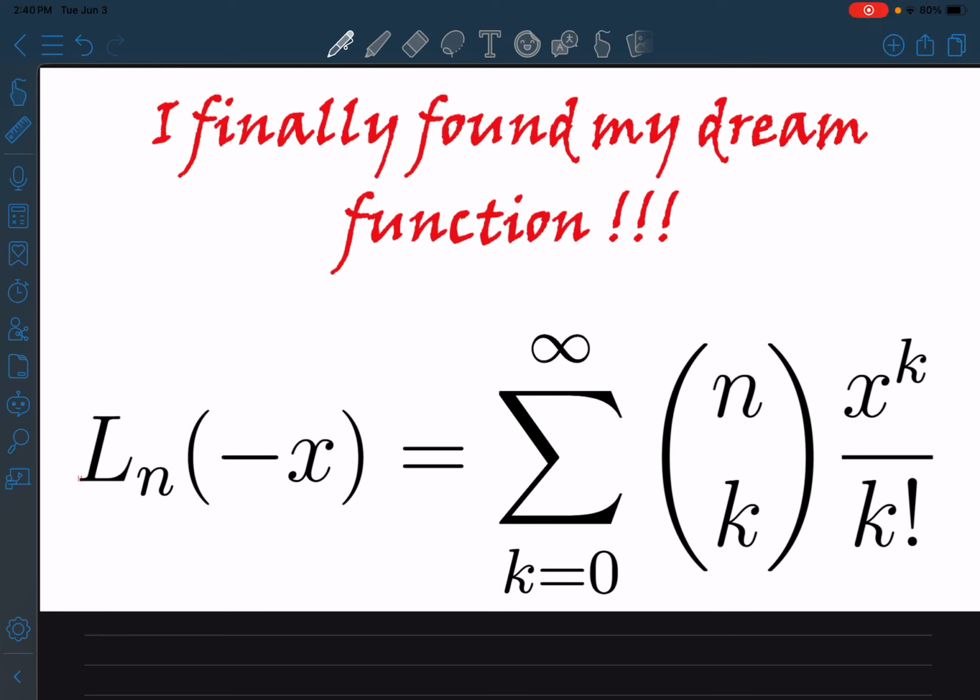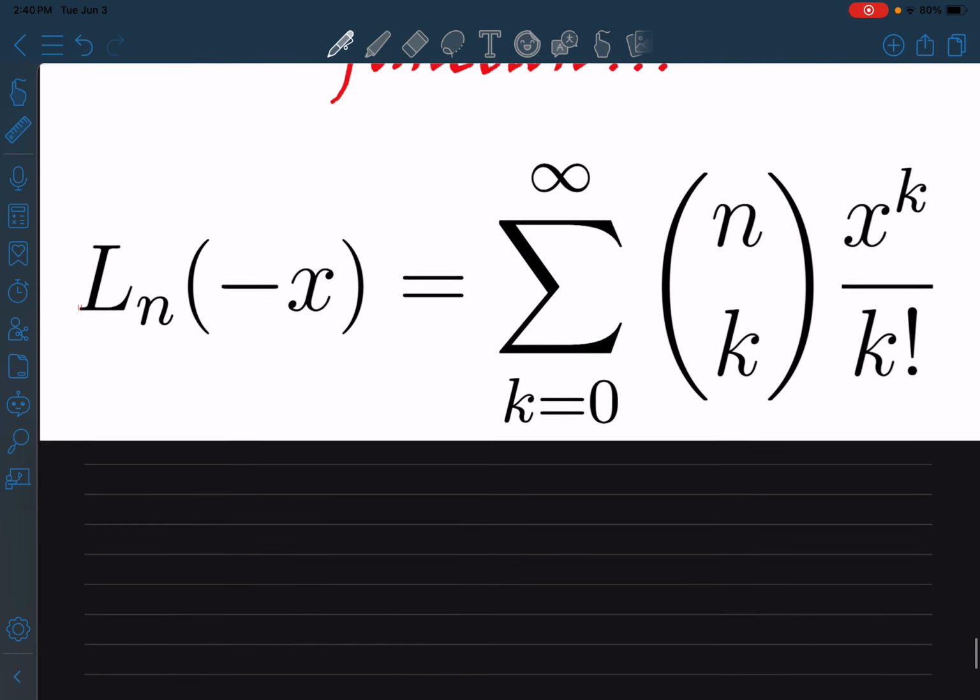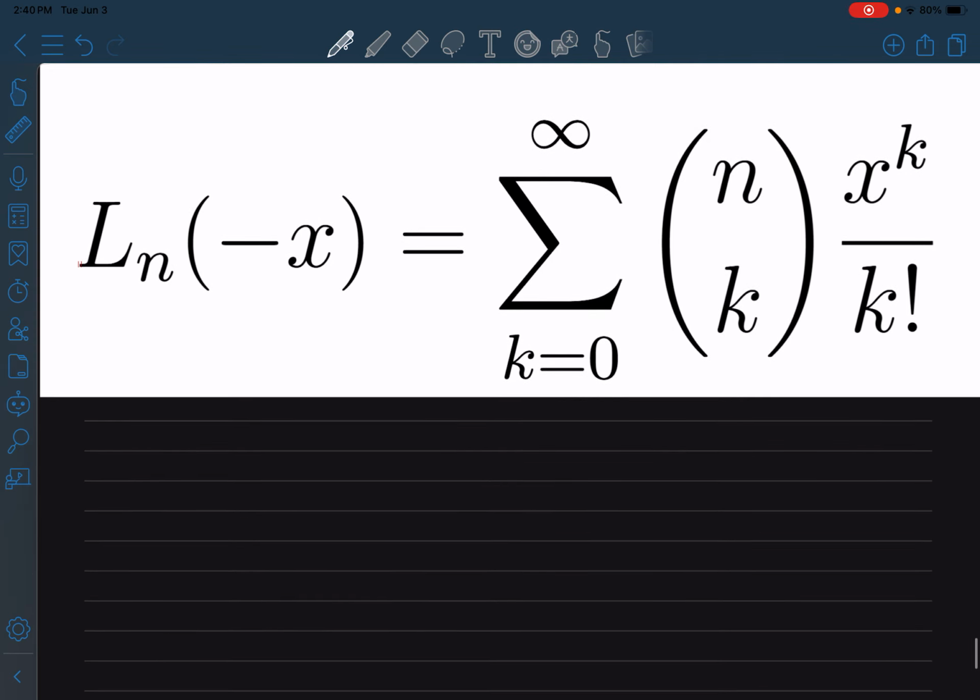I finally found my dream function. Now, why do I call this infinite series my dream function? The thing is, I have always seen this infinite series, like (1 + x)^n, as the sum from k equals 0 to n, and then there's this binomial, or let's say combination term, and then there's this x to the power k, right?